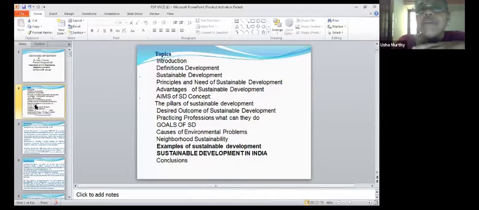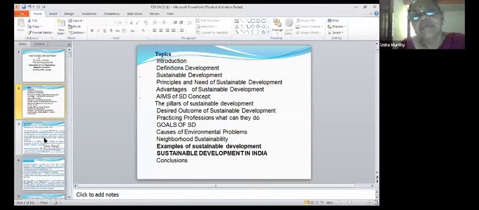So this topic will be covered under the following subtitles: introduction and the other concepts of sustainable development, and goals of sustainable development. How sustainable development is linked to environmental issues. So causes of environmental problems and neighborhood sustainability and examples of sustainable development, and also the status of sustainable development in our country.